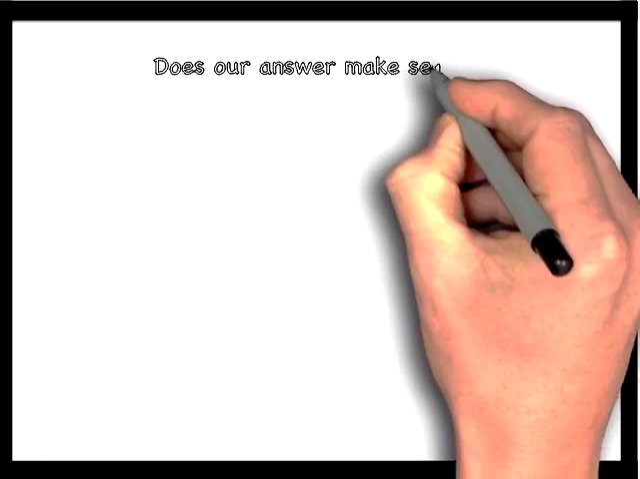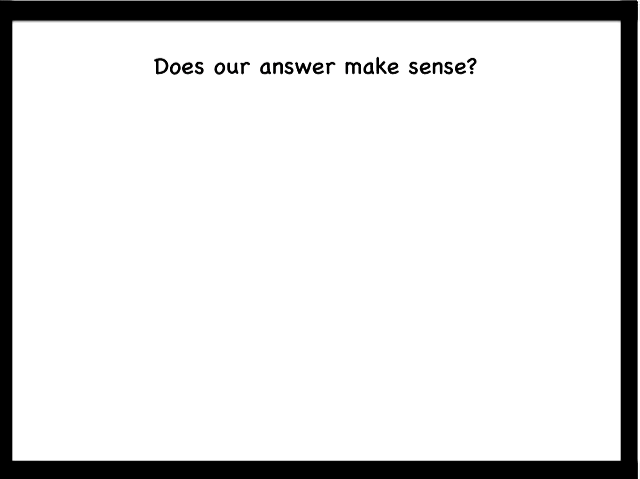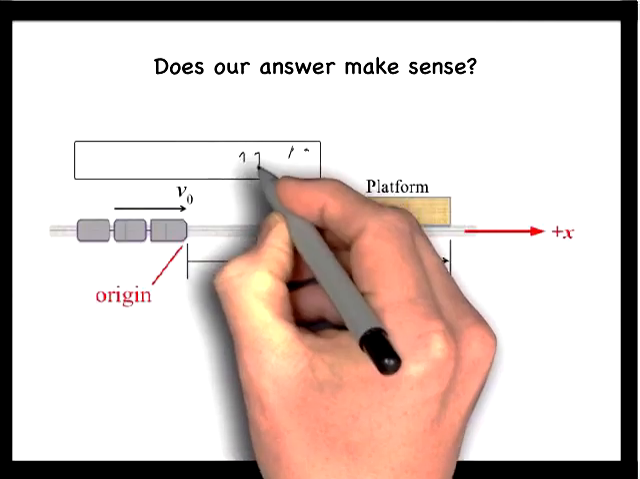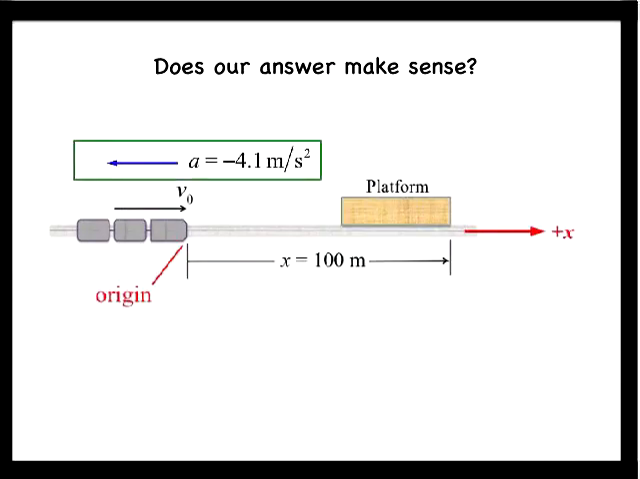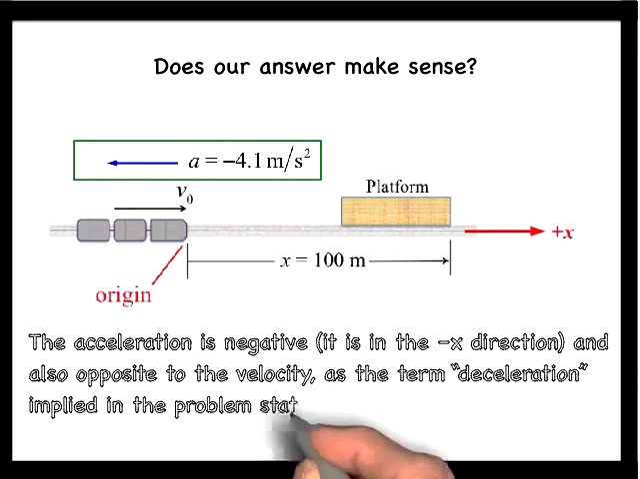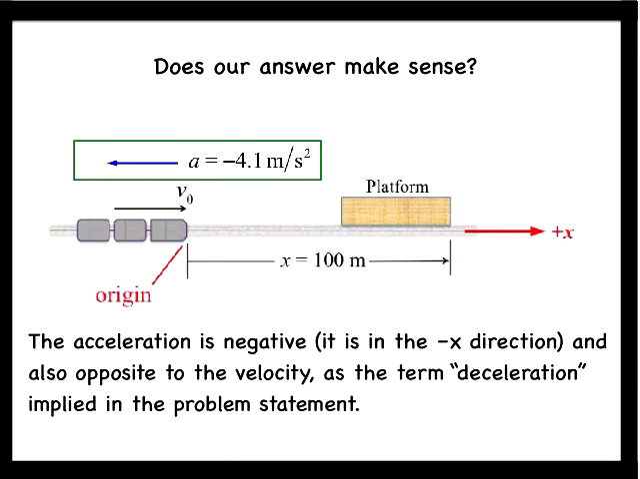Now we must ask, does our answer make sense? We have found that the acceleration is negative. It's in the negative x direction, and also opposite to the initial velocity, as the term deceleration had implied in the problem statement. So our answer does make sense.